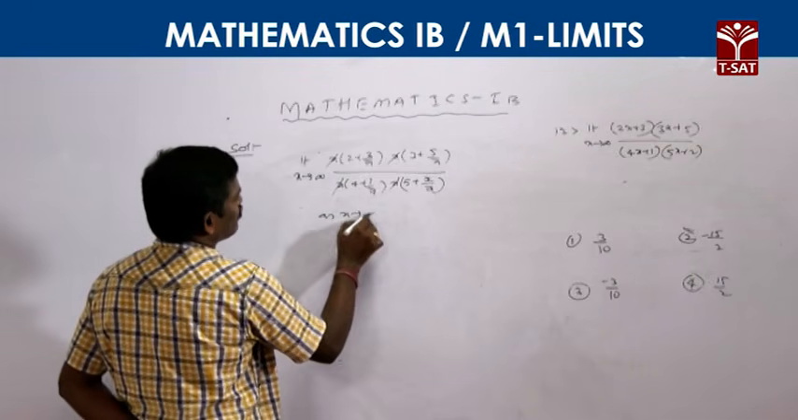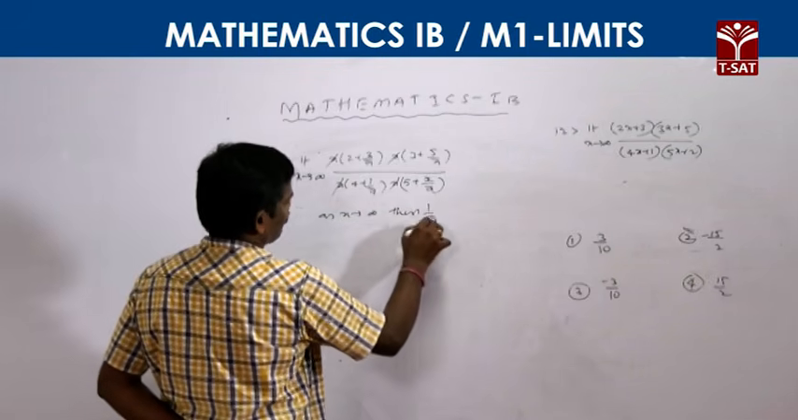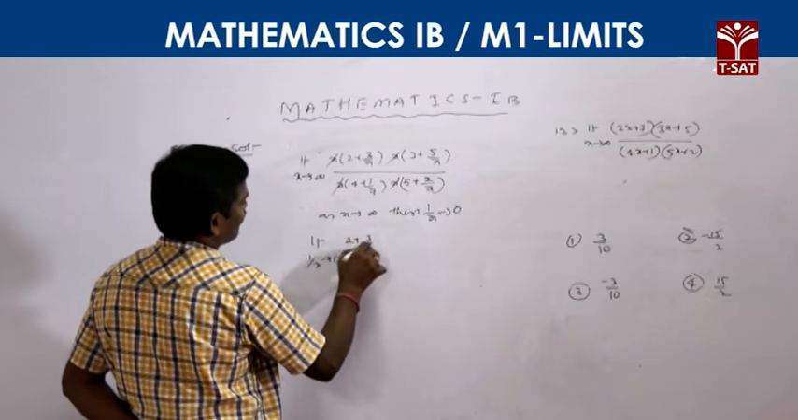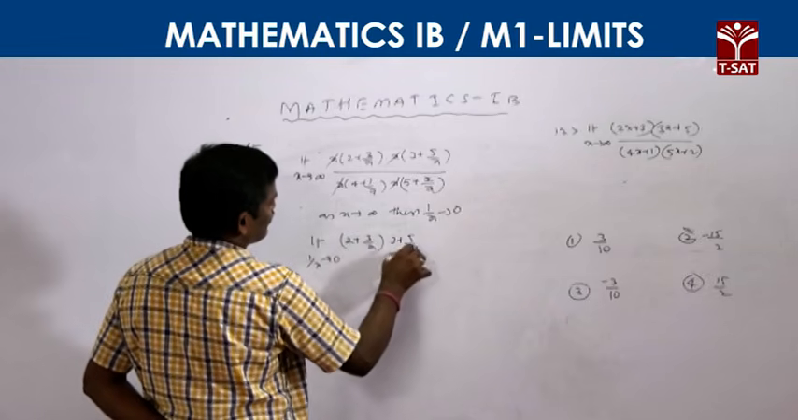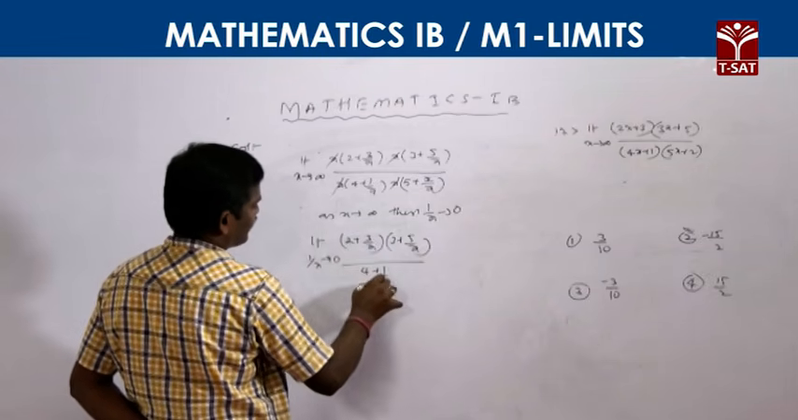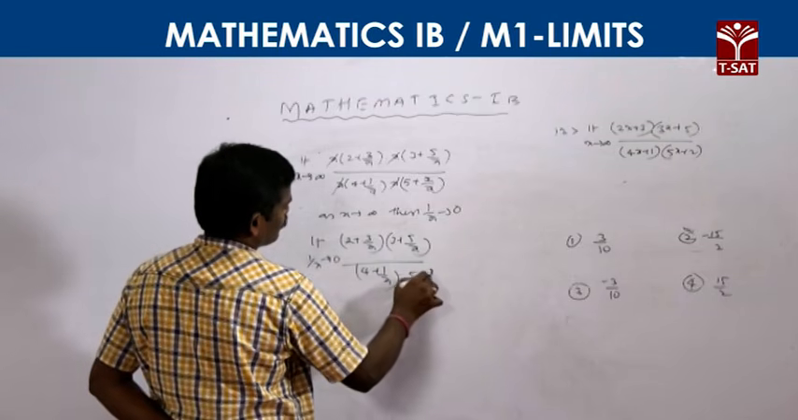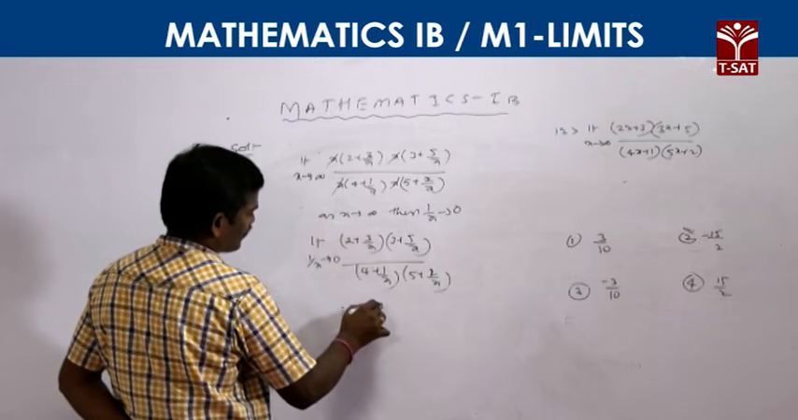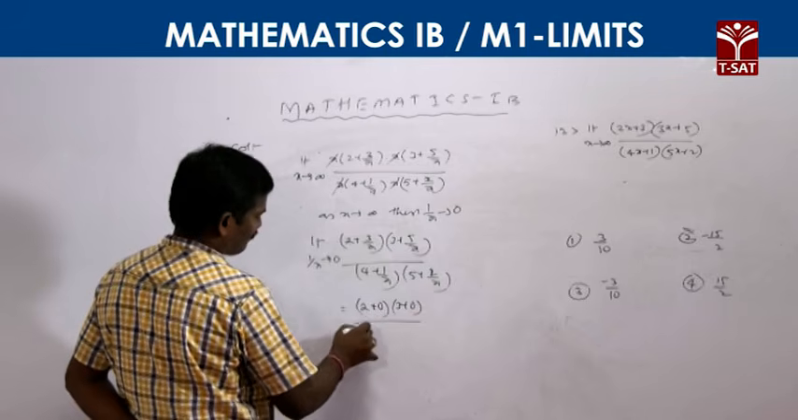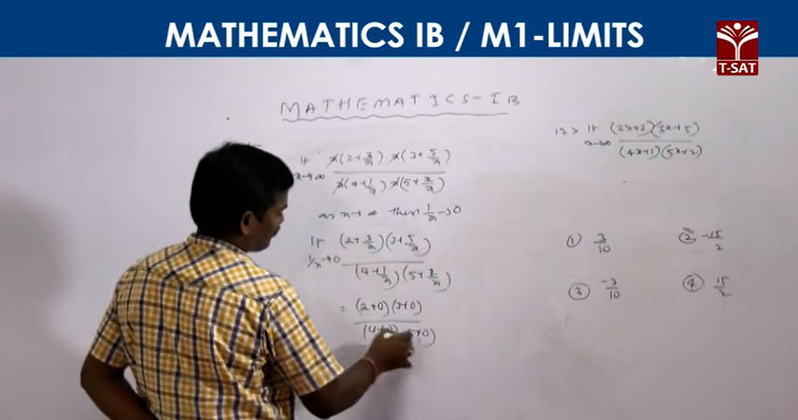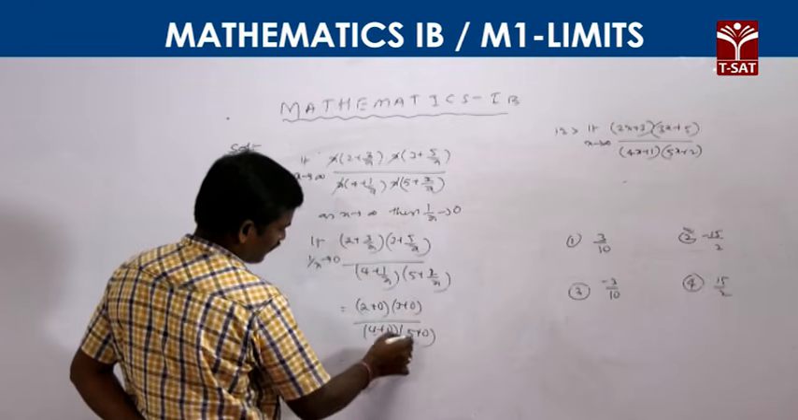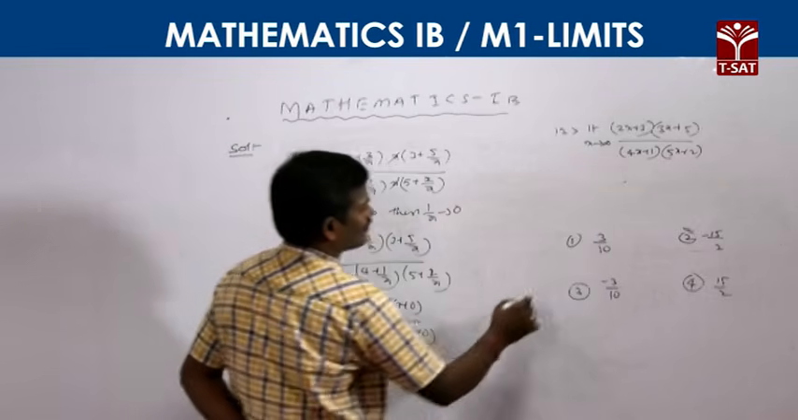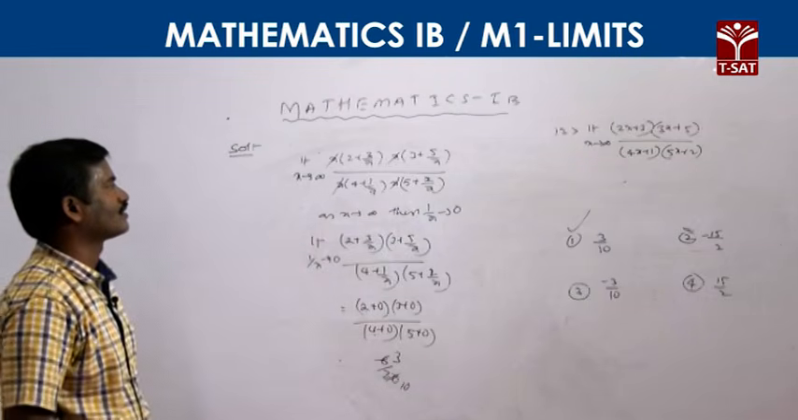As x approaches infinity, 1 by x tends to 0. So limit 1 by x tends to 0, (2 plus 3 by x)(3 plus 5 by x) by (4 plus 1 by x)(5 plus 2 by x). Substituting 1 by x tends to 0: 2 plus 0 into 3 plus 0 by 4 plus 0 into 5 plus 0. So 2 into 3, 6, by 4 into 5, 20. Two 3s are 6, two 10s are 20. So 3 by 10 is the answer. So the first option is the correct option for this question.